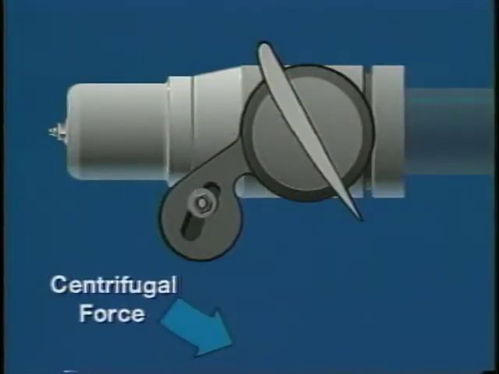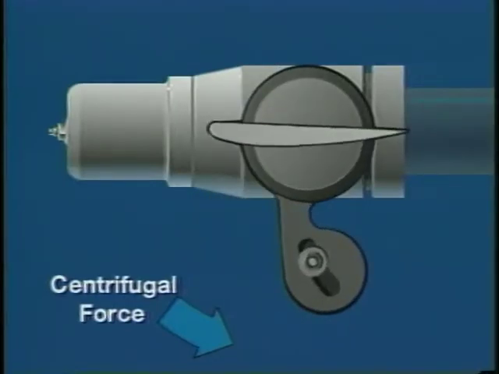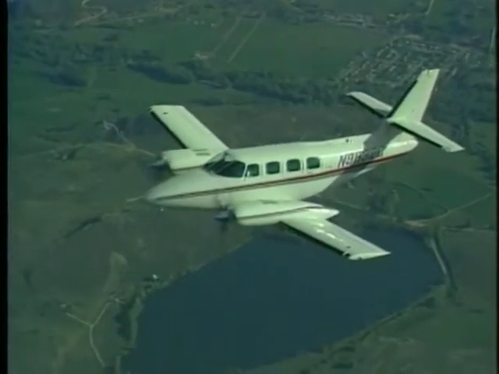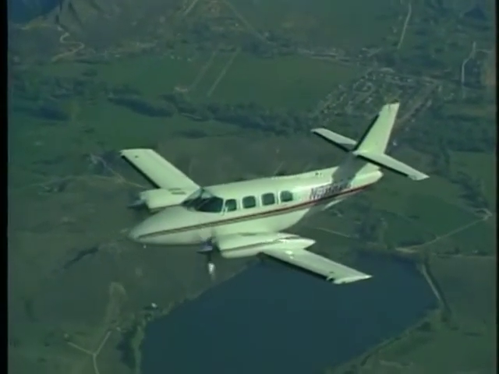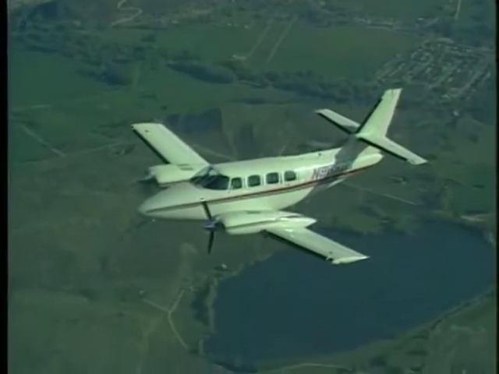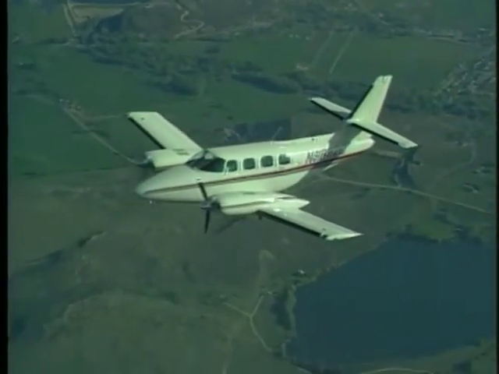When the propeller is spinning, centrifugal force pulls the counterweights toward the propeller's plane of rotation. When oil pressure is removed, the counterweights overcome the aerodynamic forces on the propeller and rotate the blades to their feathered position.